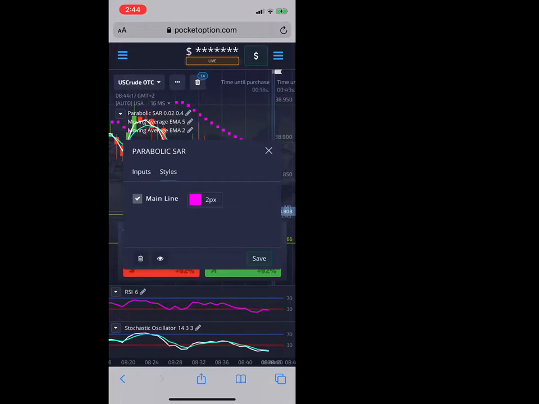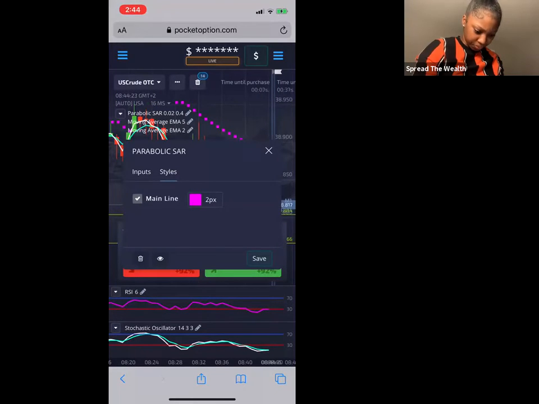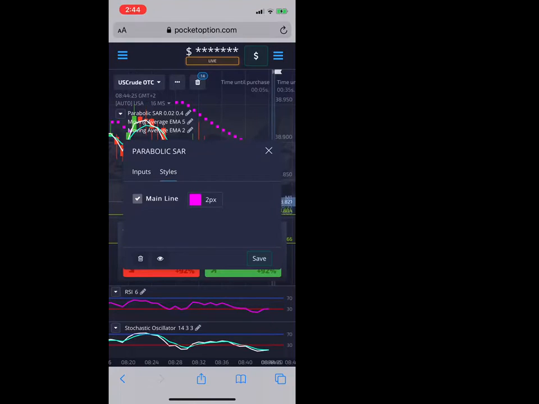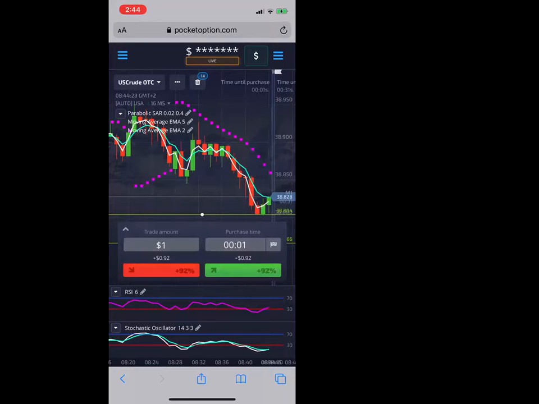Let me know when you finish that. All right. And then make that a 2 pixel purple. Let's see. Now you want to have 2 moving averages on there too as well.